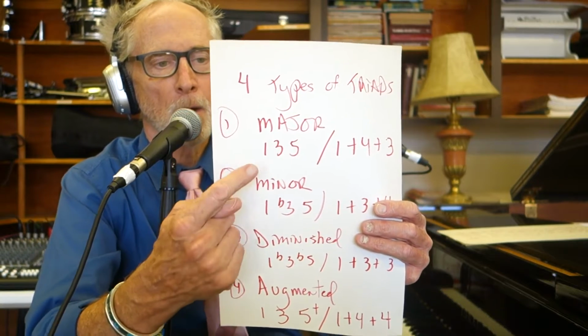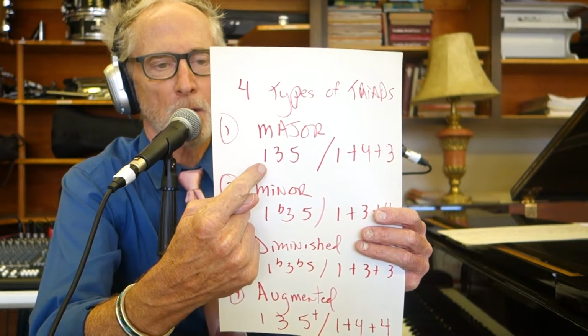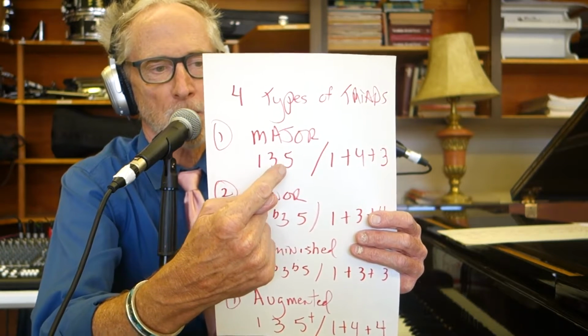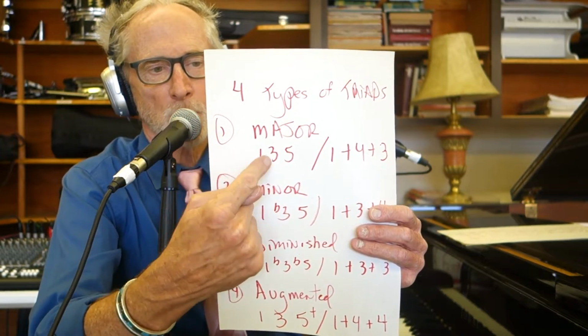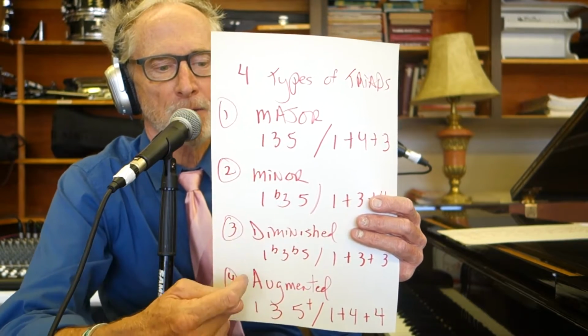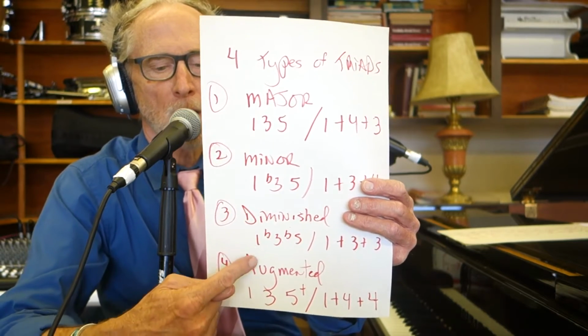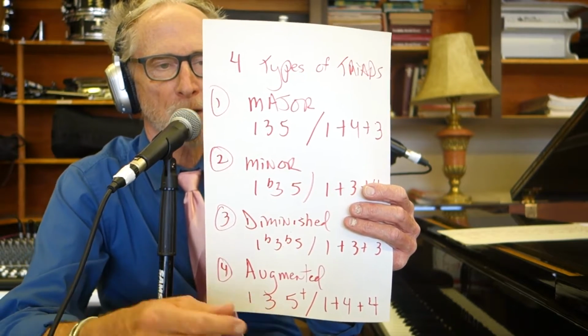Good, guys. Now, these numbers on this side relate to where they are on the scale. This is the first part of the scale, 3rd and 5th. Major is 1, 3, 5. Minor, 1, flat 3, 5. Diminished, 1, flat 3, flat 5. Augmented, 1, 3, sharp 5.